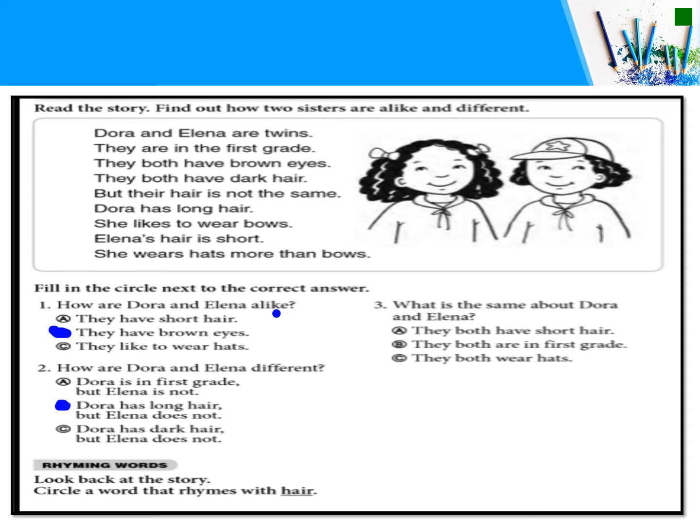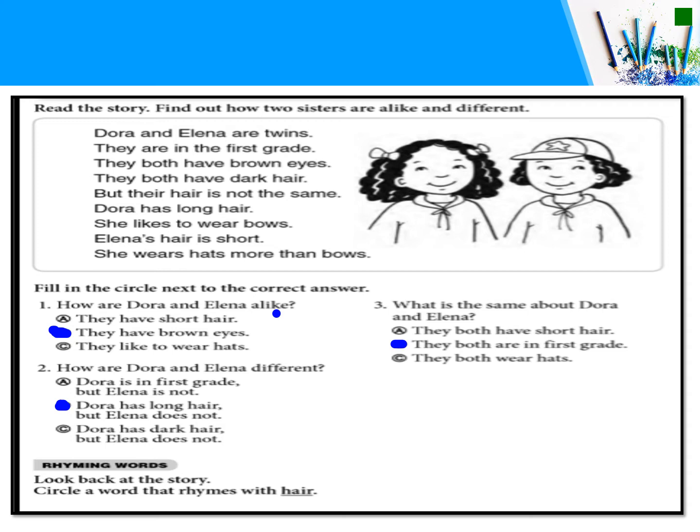Number 3. What is the same about Dora and Elena? They both have short hair. They both are in first grade. They both wear hats. They both are in first grade.